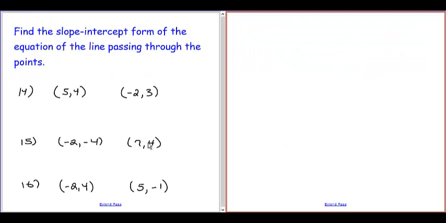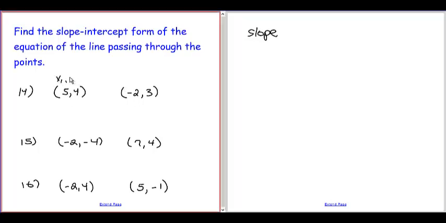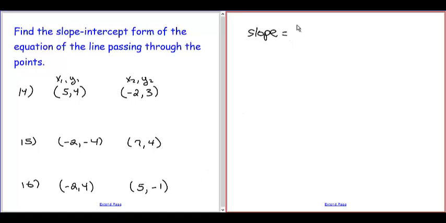So you're going to see problems like this on the test because it covers pretty much everything in this section. The first step is to find the slope of the line associated with these two points. I'm going to do this for all of them. I'm going to write out x1, y1, x2, y2. Remember the slope is y2 minus y1 over x2 minus x1.